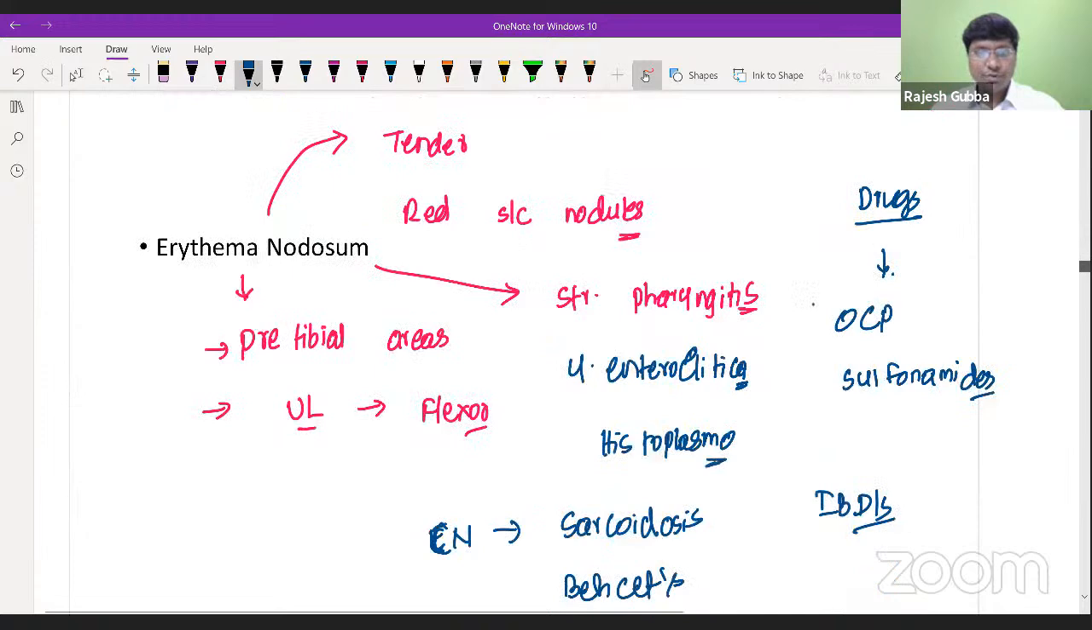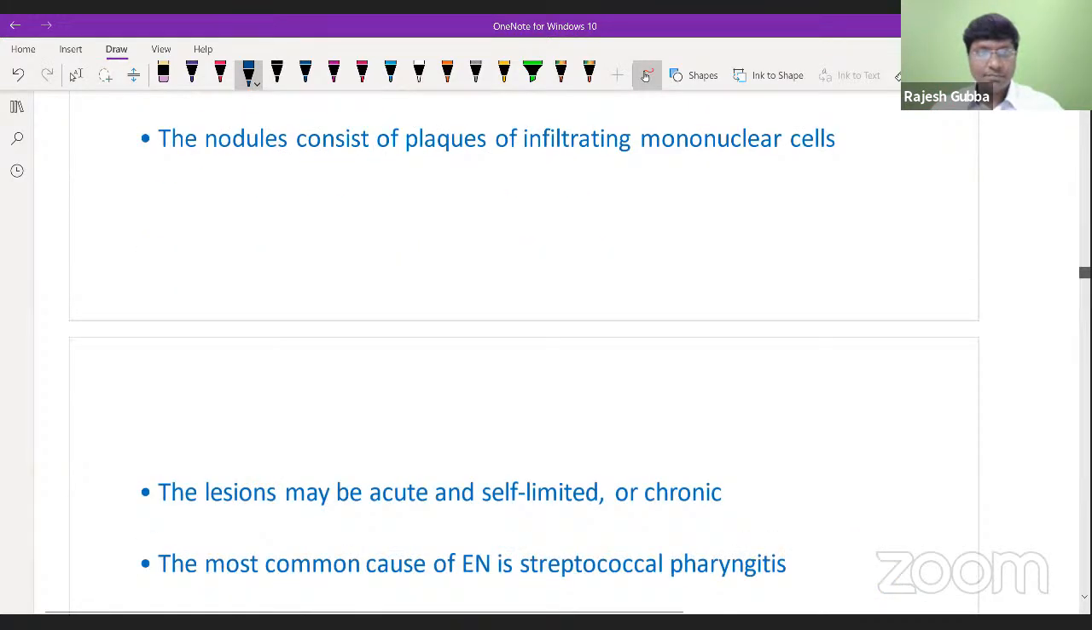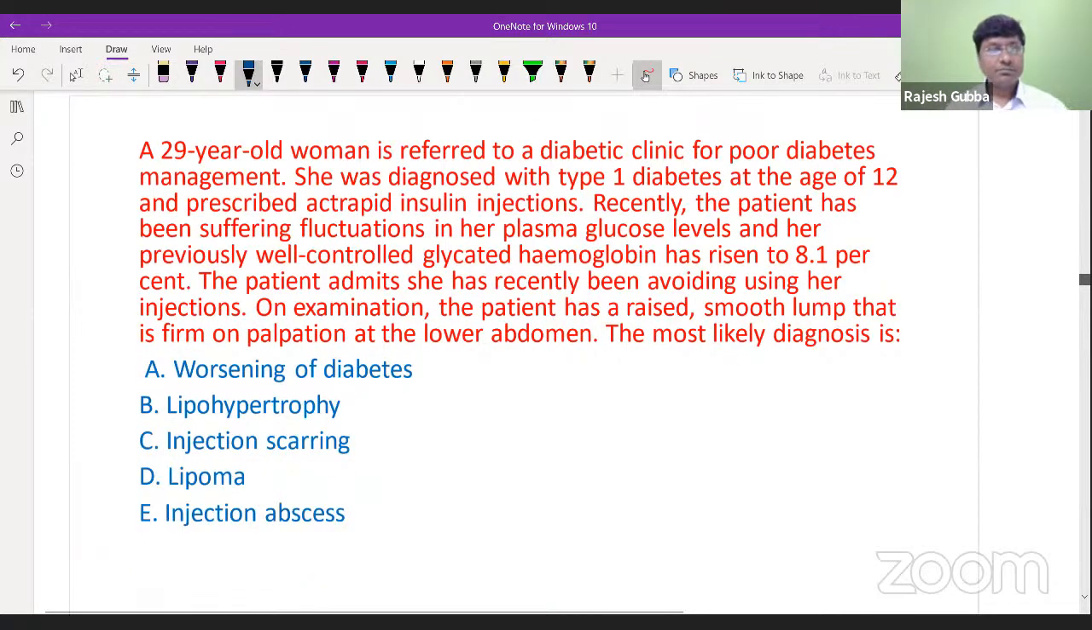Now we will move on to, yes, you see this question. We have a 29-year-old woman referred to the diabetic clinic for poor diabetes management. She was diagnosed with type 1 diabetes mellitus at the age of 12 and prescribed Actrapid insulin injections. Recently, the patient has been suffering fluctuations in her plasma glucose levels, and her previously well-controlled glycated hemoglobin has increased to 8.1%. The patient admits she has recently been avoiding using her injections. On examination, the patient has a raised smooth lump that is firm on palpation at the lower abdomen. The most likely diagnosis in this patient is: worsening of diabetes, lipohypertrophy, injection scarring, lipoma, or injection abscess.